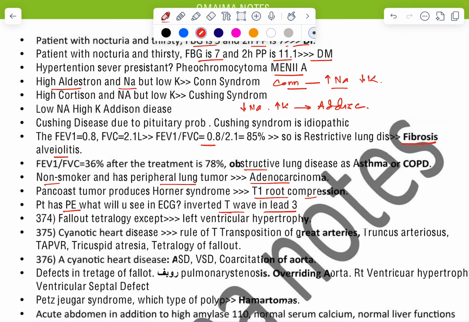Phallostatology. Left ventricular hypertrophy. Cyanotic. Rule out transposition of great arteries, truncus arteriosus, tetralogy of Fallot. Cyanotic heart disease: ASD, VSD, coarctation of aorta.